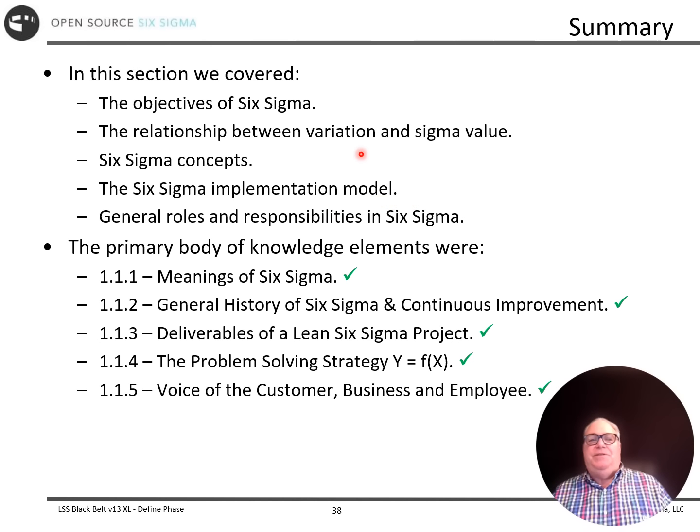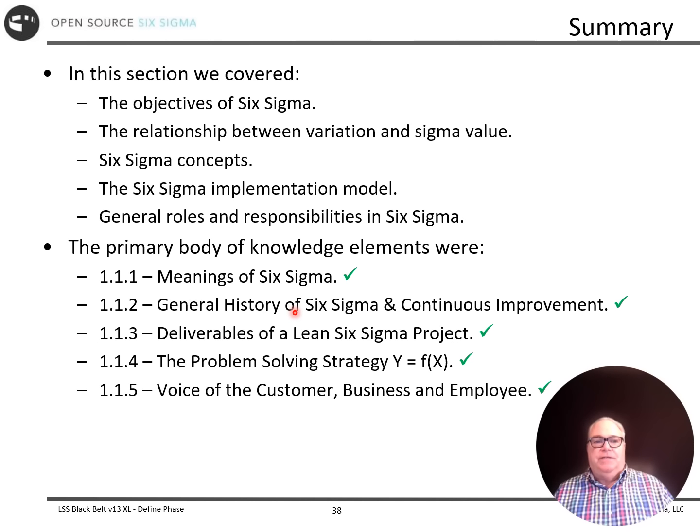We talked about the implementation model, which is really on the process side, following the DMAIC process, DMAIC. And then the people side, we talked about the roles and responsibilities of management and the different training that you might do for the different belt levels, including yourself at the black belt level. If you're using this as part of your study for one of the standardized black belt exams, these are the body of knowledge elements that we covered here.